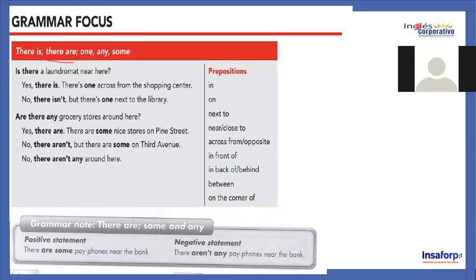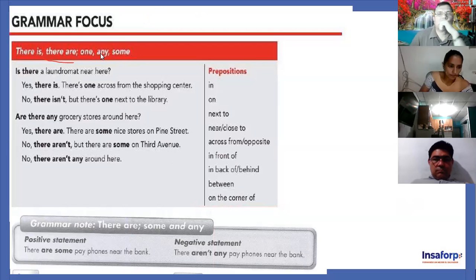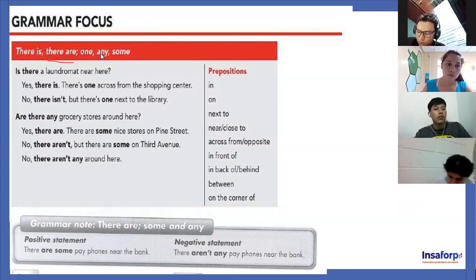Okay, let's go with are there. Can you help me, Norma? Are there? Oh, Jenny. Yes, Jenny? Okay. Are there any grocery stores around here? Yes, there are. There are some nice stores on Pine Street. No, there aren't, but there are some on Third Avenue. No, there aren't any around here. Okay, thank you so much.